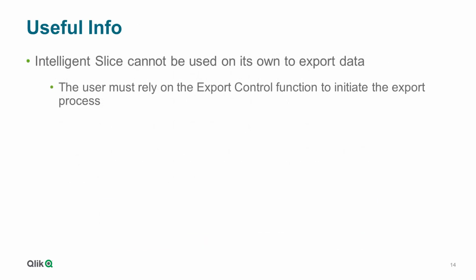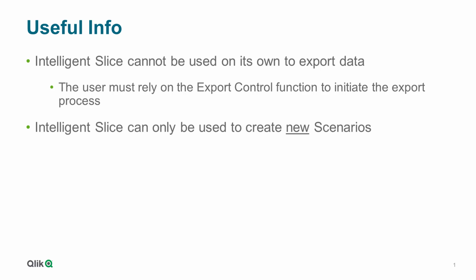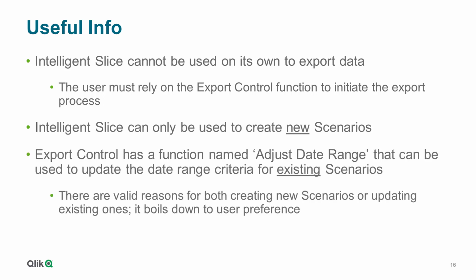As noted earlier, Intelligent Slice cannot be used on its own to export data. The user must rely on the export control function to initiate the export of the respective data sets. Intelligent Slice can be used only to create new scenarios. Export Control has a function named Adjust Date Range that can be used to update the date range criteria for existing scenarios when useful. There are valid reasons for creating new scenarios or updating existing ones. This decision is based on user preference.